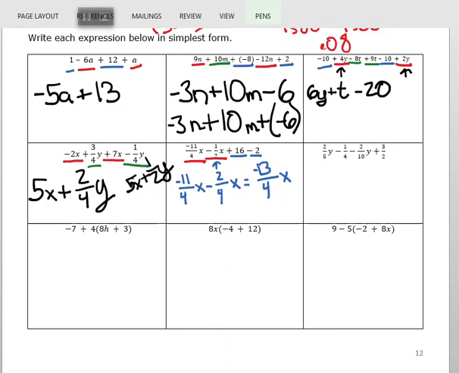So I'll write that here. Negative 13/4 x plus 14. I could turn that into an improper, or sorry, a mixed number. So it would be negative 3 1/4 x plus 14. And that's also fine.